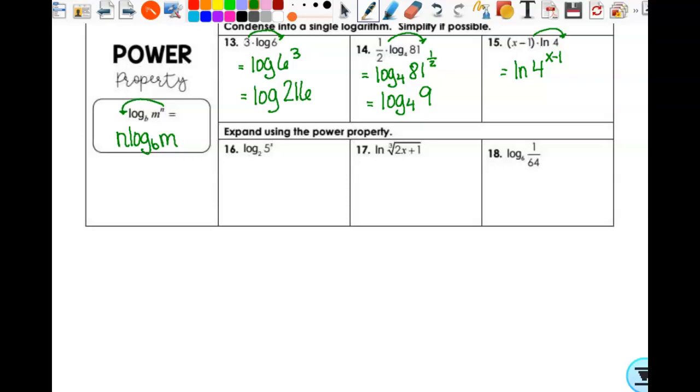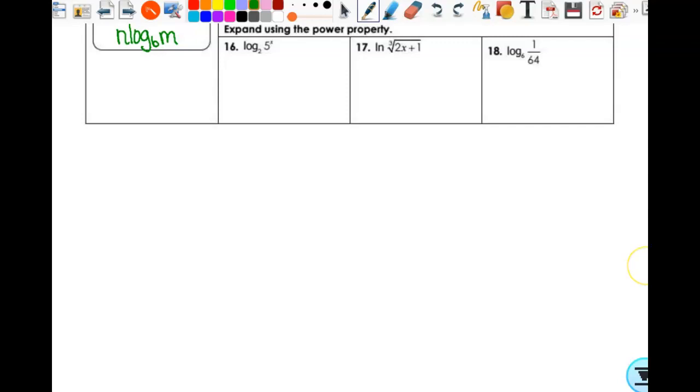All right, so then the other way the power property works is by expanding. I have log base 2 of 5 to the x power. So this x can come out front as an exponent, and this just becomes x times log base 2 of 5.